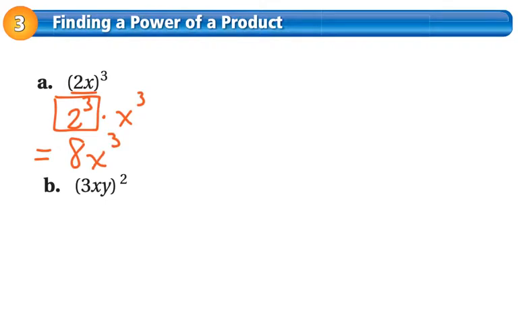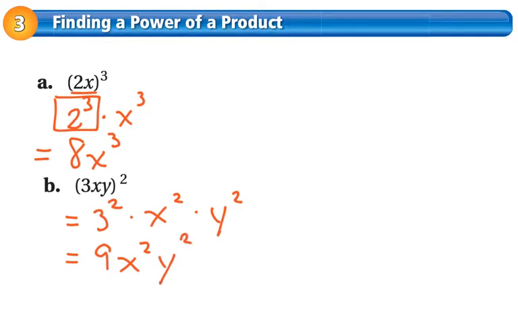In part B, we'll do the same thing. We'll go ahead and distribute that exponent. So we'd have 3 to the 2nd power times x to the 2nd power times y to the 2nd power. This product here, again, the exponent gets attached to each one of the factors. And then we simplify if possible, and it is because 3 to the 2nd power is just 9, times x squared, because x squared cannot be simplified, and then y squared, for the same reason here.